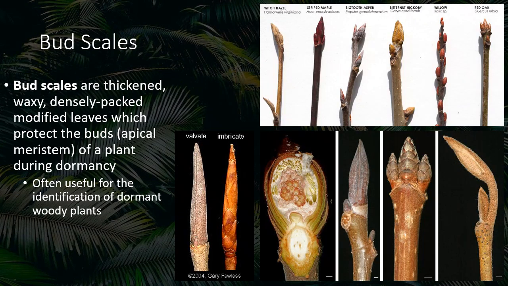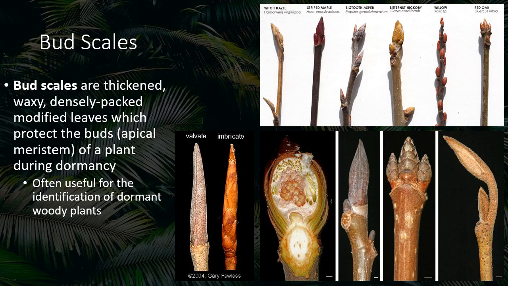Bud scales are, I think, a valuable type of modified leaf to be aware of. These are thickened, waxy, and often densely packed leaves which protect the buds, or apical meristem, as it's called, of a plant during dormancy. And one of the reasons I think it's very useful to be aware of bud scales is that they're super useful for the identification of dormant woody plants.